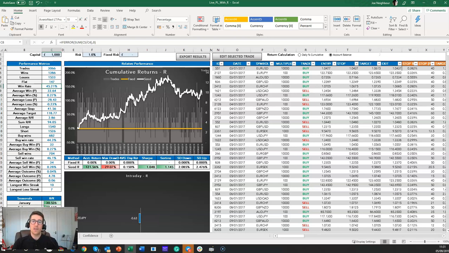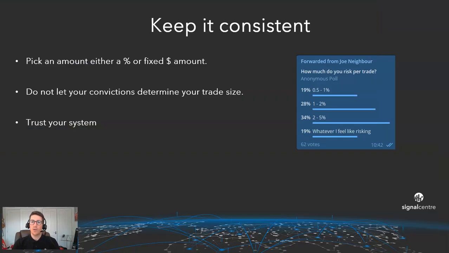I've got the probabilities here to show me that. Therefore, it makes no sense really to start floating around with your position sizes and your risk. Just keep it consistent and you'll see a much bigger improvement in your trading overall.